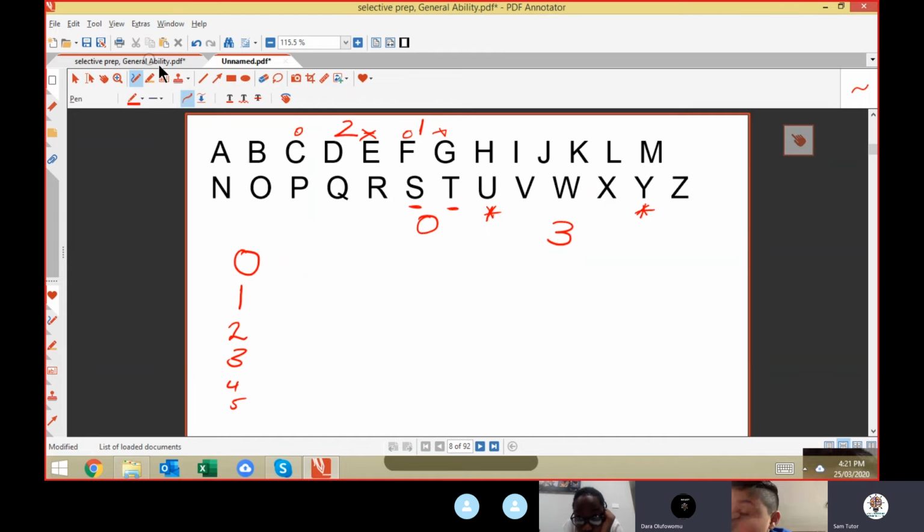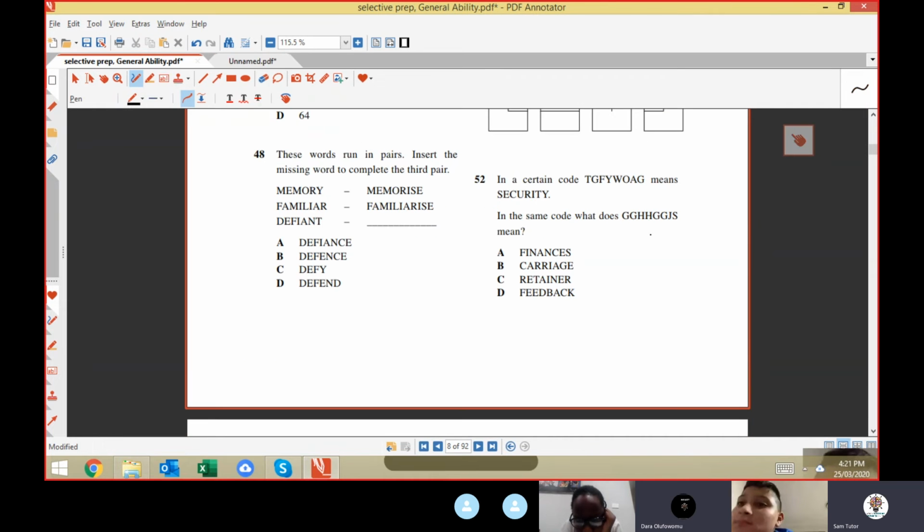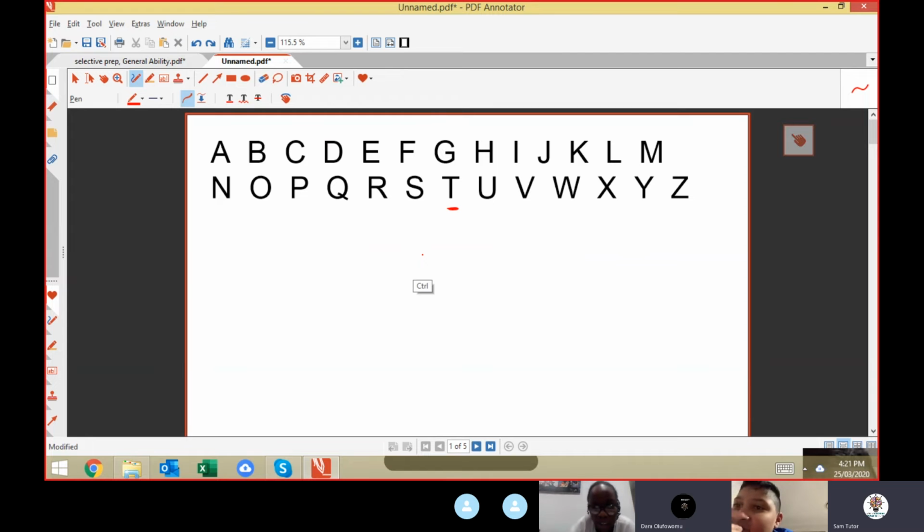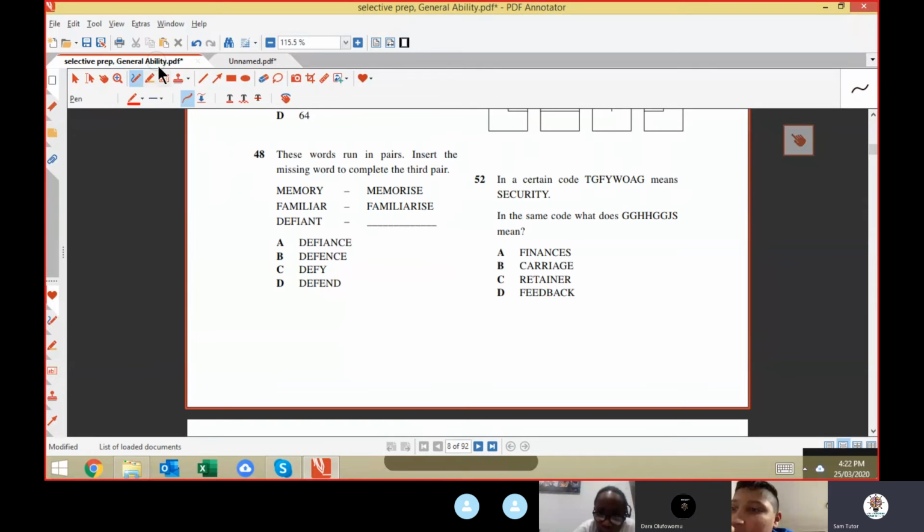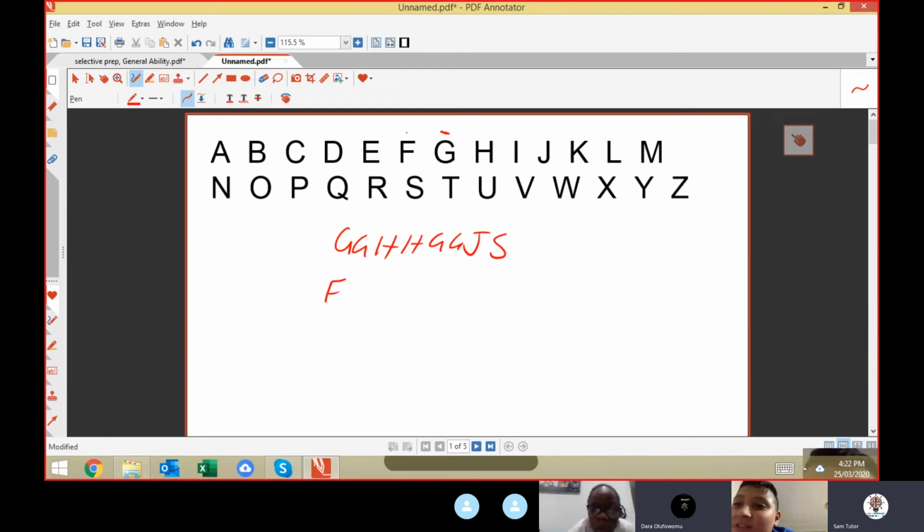So we have the word GGHHGGJS. All right, let me get rid of all this. The first one will be F. G, one next door to it, it's going to be F. No gap, right? It's not B and it's not C. I just need to work out the next one and I'll have my answer. It's D. The next one's going to be skip one, so it's E.